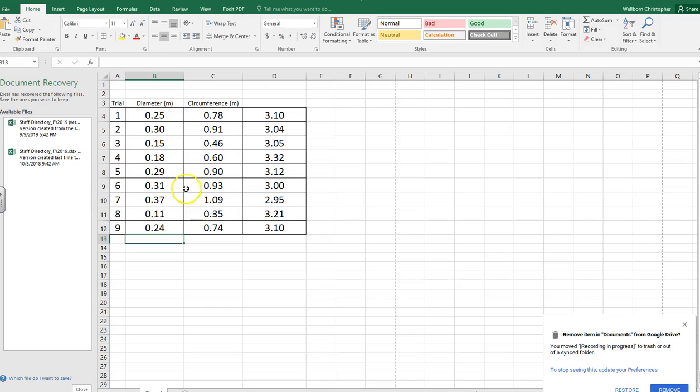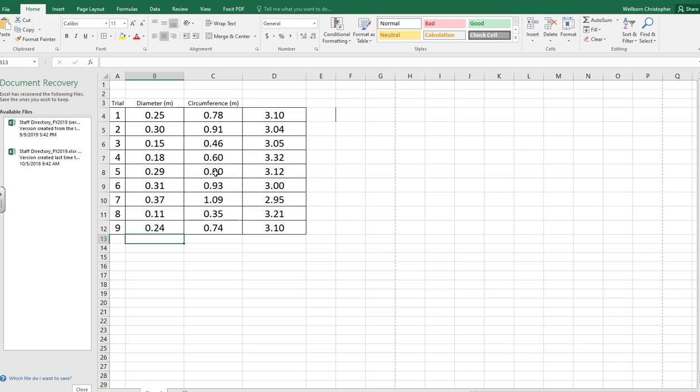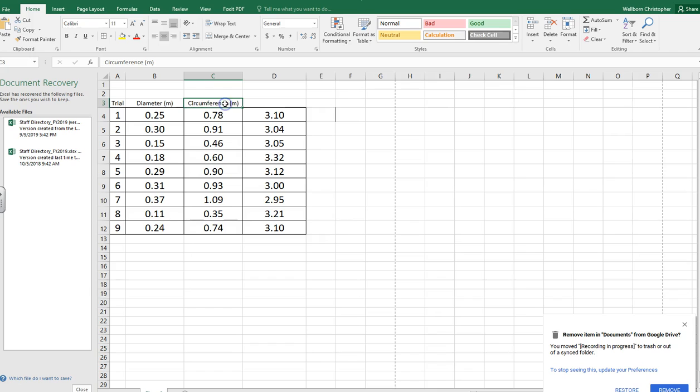So our goal here is to quickly go through how to find a line of best fit, and in particular the slope of that line, using a set of data. So here's a set of data showing the diameter of a circle compared to its circumference. And we're after pi, so the circumference is equal to pi times the diameter.